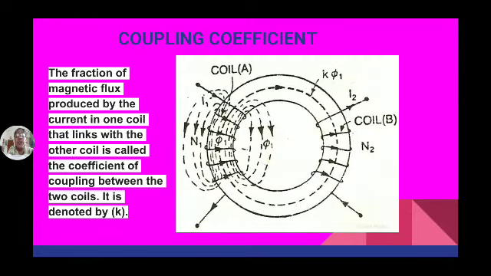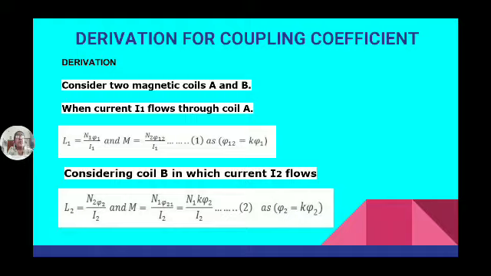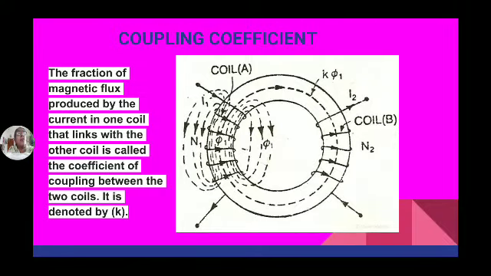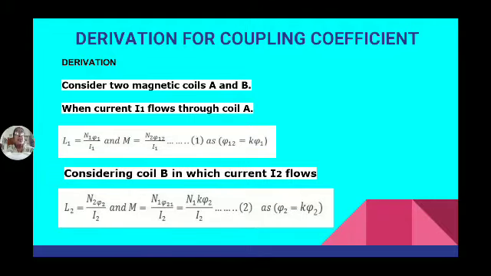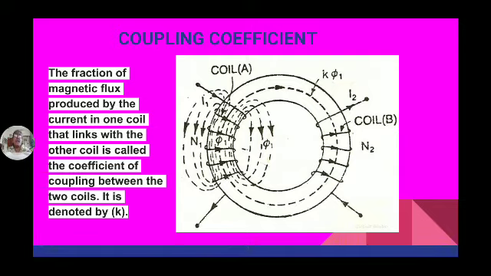Mutual inductance is the Weber turns in one coil to the current in the other coil. The current is supplied to coil 1 only, that is I1, so the Weber turns in coil 2, N2 phi 2, divided by I1. But phi 2 is equal to how much? Some part of the flux developed in coil 1 is linking with coil 2. So phi 2 is equal to K times phi 1. Generally K should always be less than or equal to 1.